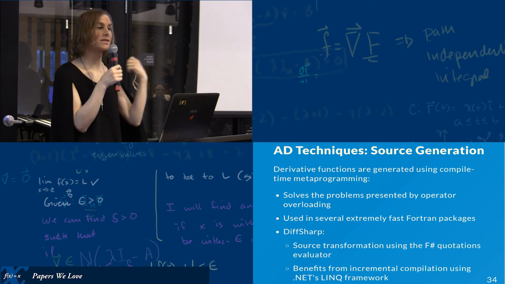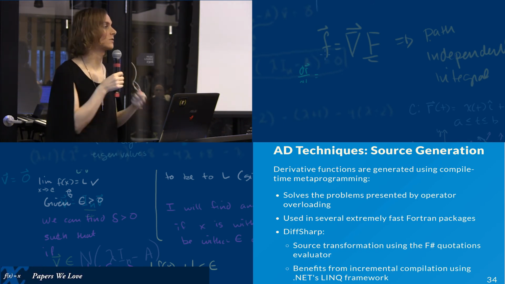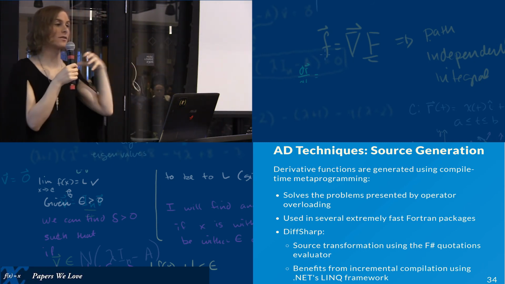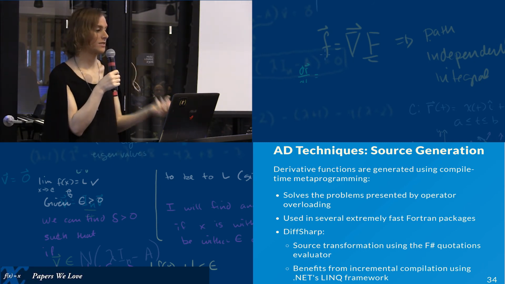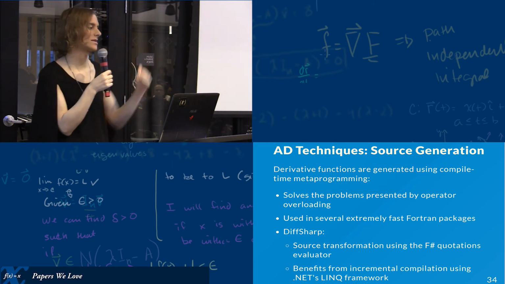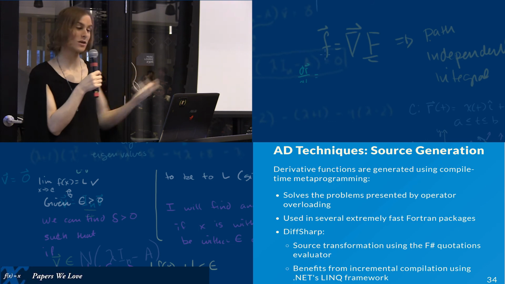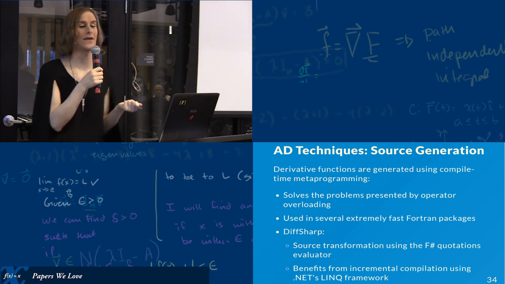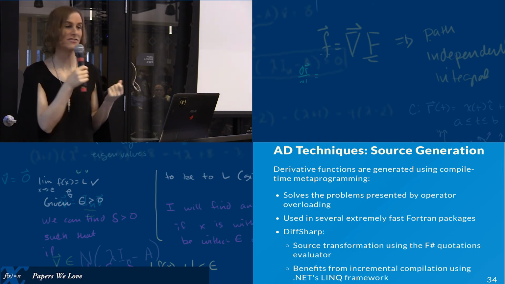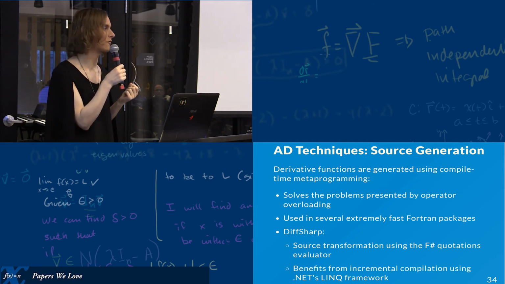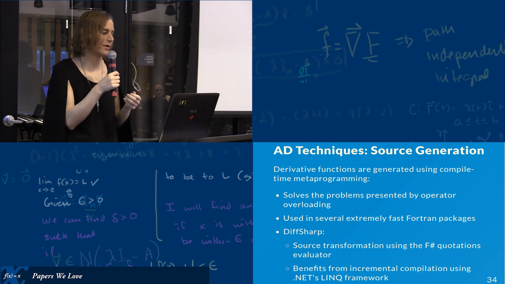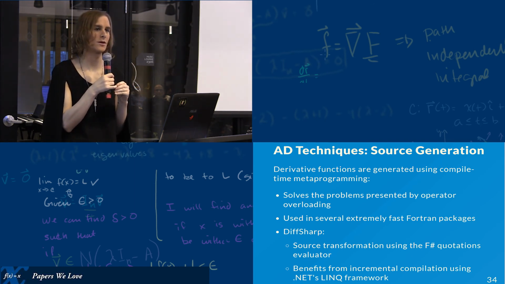The next thing that follows from that improvement on those downsides is source generation, using some form of compile-time metaprogramming, for example Template Haskell, to generate the derivative functions on the fly. So it solves the problem of confusing semantic levels in operator overloading, and it's also what's used in several of the extremely fast Fortran packages out there, and more recently in DiffSharp. This is maybe the most performant functional package you'll find, and it uses quotation evaluators, which are F#'s form of compile-time metaprogramming.